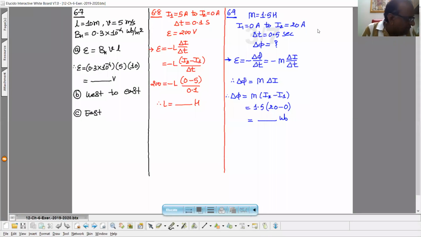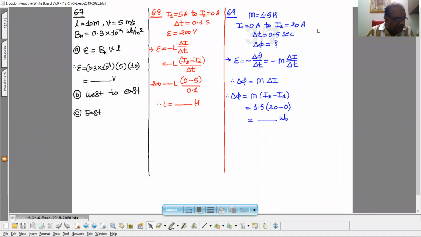Now example 6.7. A horizontal straight wire 10 meter long extending from east to west is falling with a speed of 5 meter per second at right angle to the horizontal component of Earth's magnetic field, 0.3 into 10 raised to minus 4 Weber per meter square. What is the instantaneous value of the EMF induced in the wire? What is the direction of EMF? Which end of the wire is at the higher electrical potential?